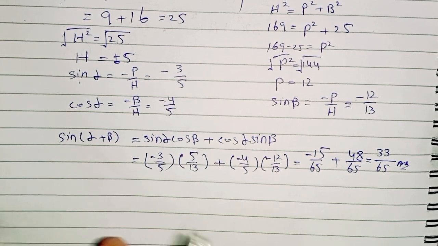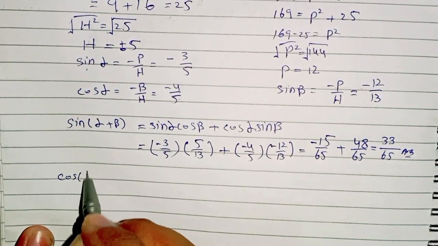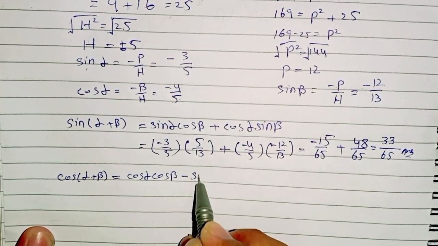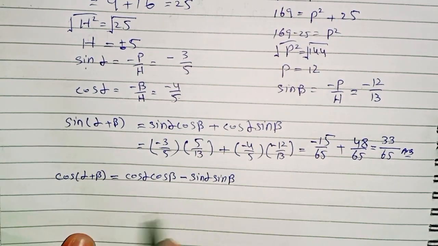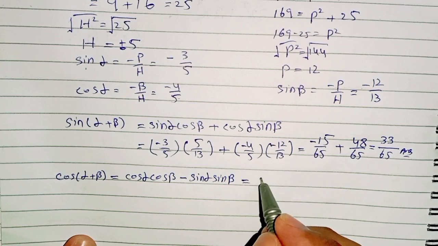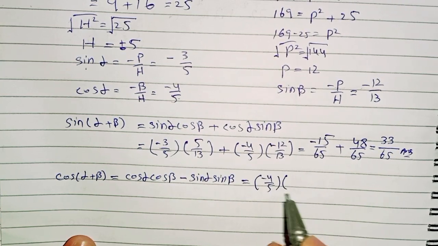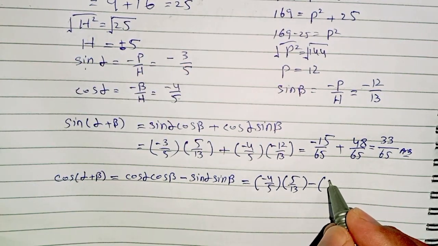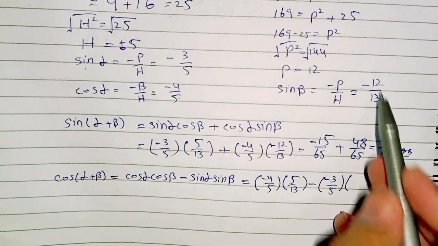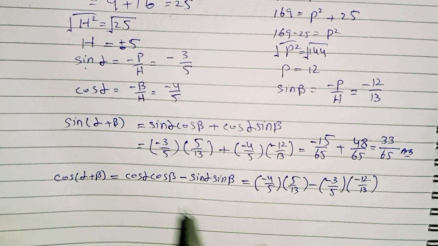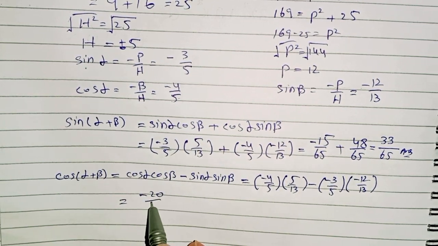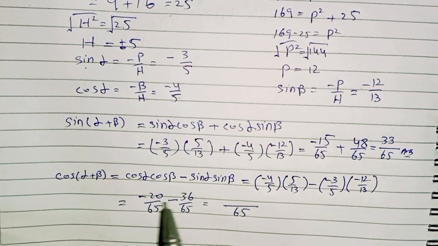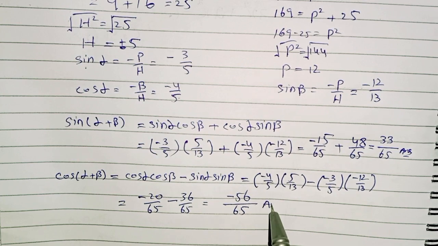Now we find cos of alpha plus beta. Cos of alpha plus beta is equal to cos alpha cos beta minus sine alpha sine beta. Putting the values, cos alpha is equal to minus 4 over 5 and cos beta, given that, is 5 over 13, minus sine alpha, here we find minus 3 over 5, and sine beta is minus 12 over 13. Multiplying these fractions, we have minus 20 over 65 and minus 36 over 65. Taking LCM 65, minus 36 and minus 20 will become minus 56, which is the required answer for cos of alpha plus beta.